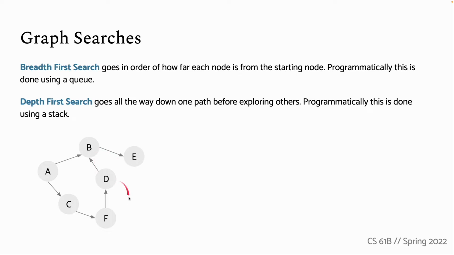D has no more children, so you go back up. F has no more children, so you go back up. And C has no more children, so you go back up, and you've finished traversing your whole graph. So again, it's very similar to how we do it for trees, with the caveat being that we have to make sure we don't accidentally revisit a node.